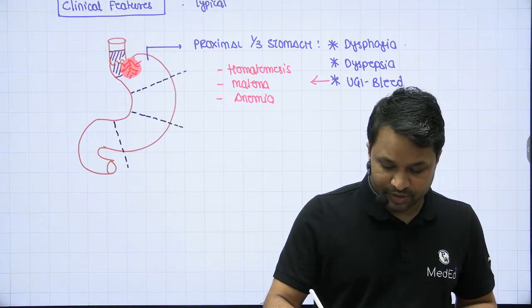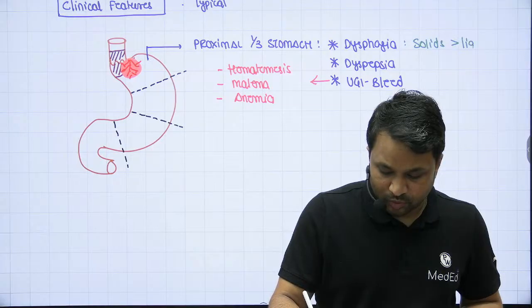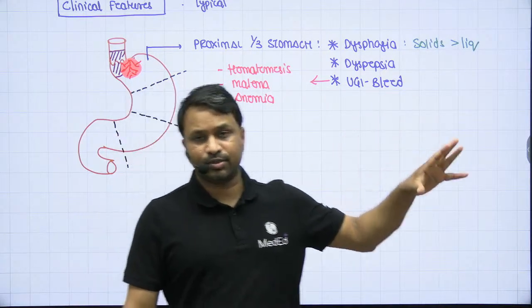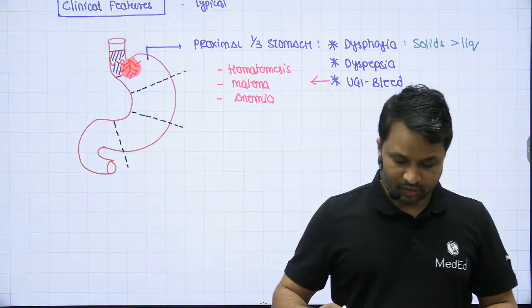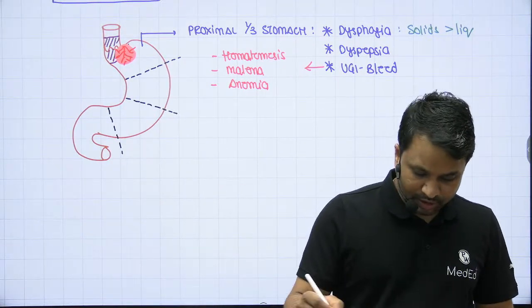When it comes to dysphagia, it is usually for solids when compared to liquids. So dysphagia will be more for solids than liquids in any form of malignancy associated with the stomach or the esophagus, right? So for the proximal 1/3, this is the presentation that you will see.